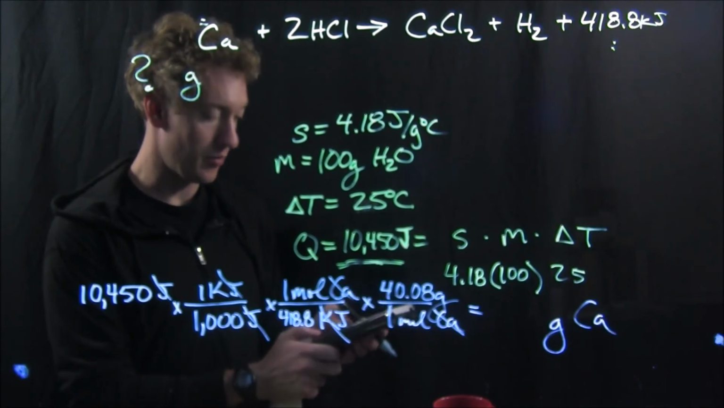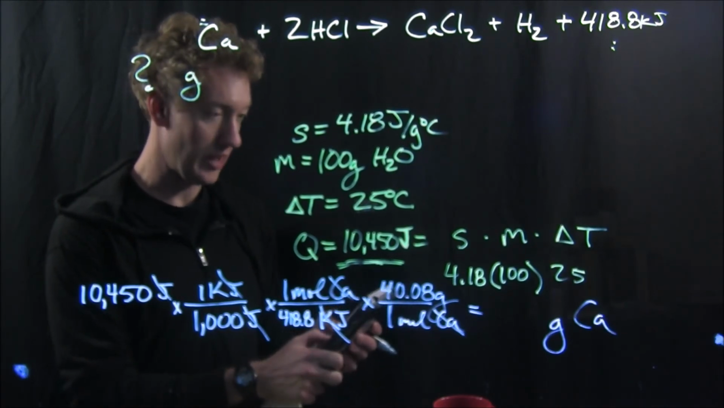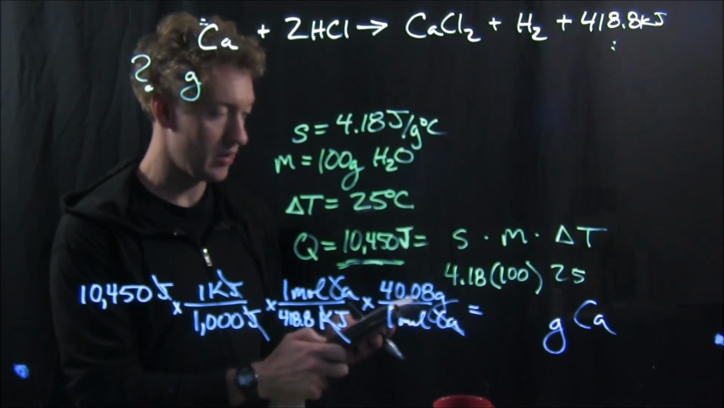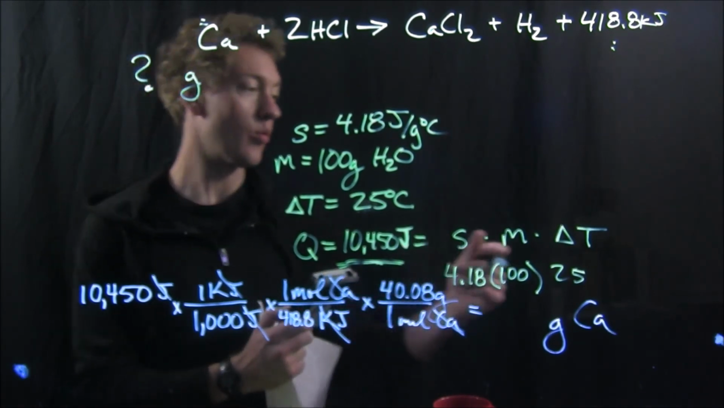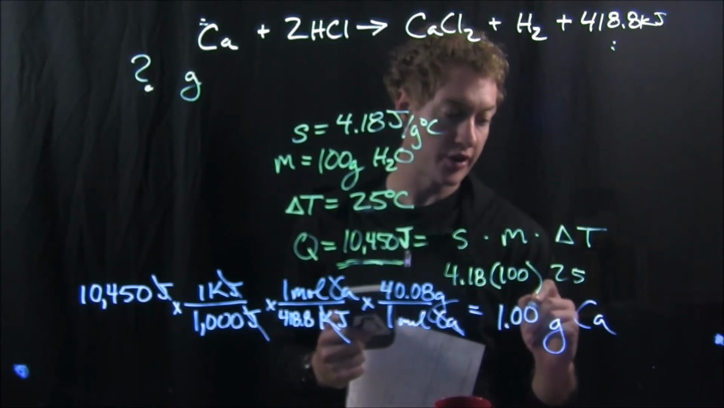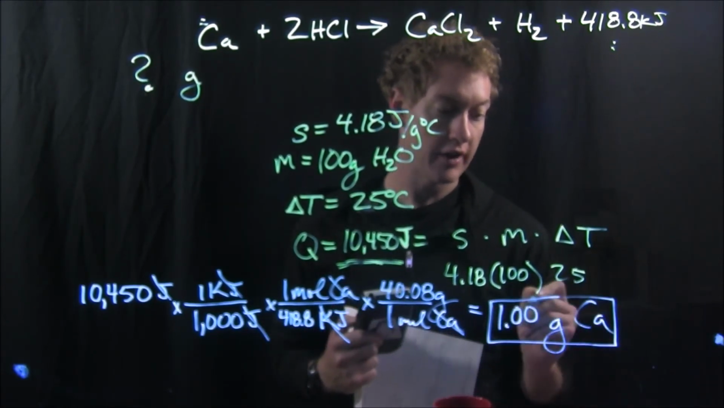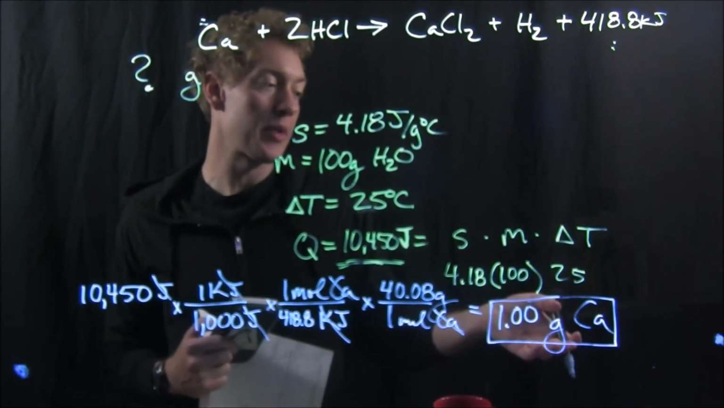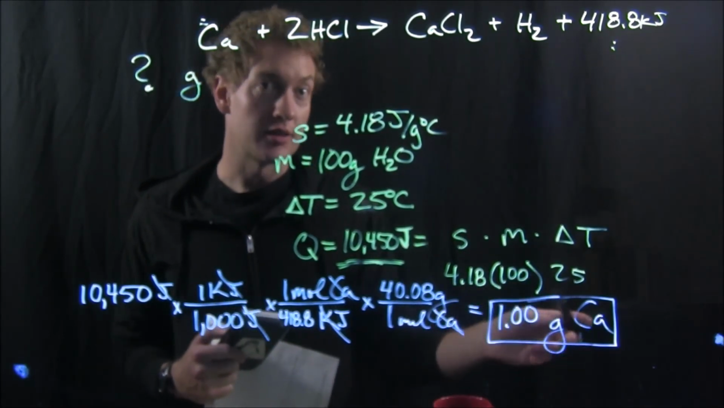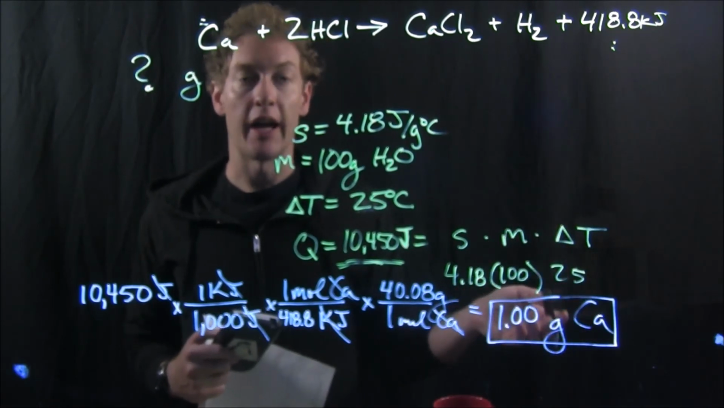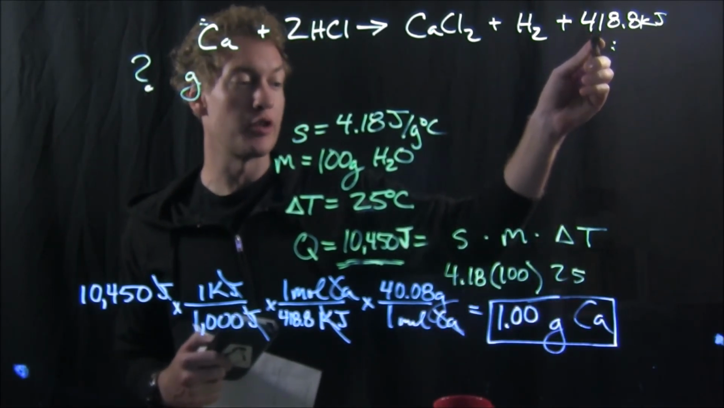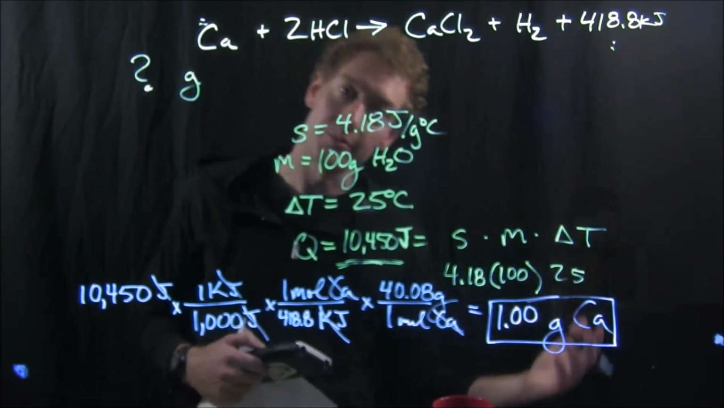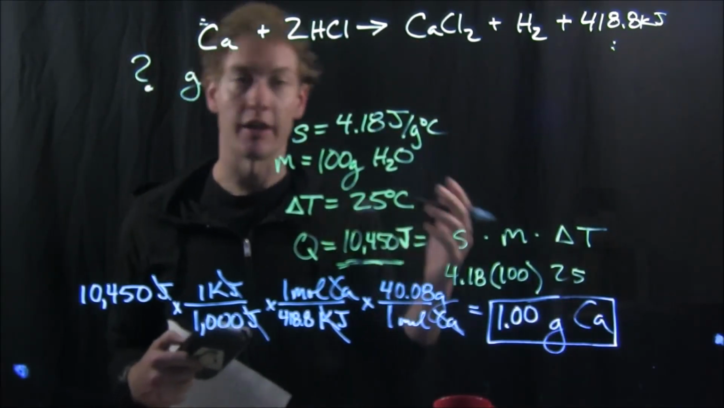10.45 divided by 418.8 times 40.08, I get 1.00 grams of calcium. All right, so then let's say I get an answer. All right, 1 gram of calcium. Seems okay. I mean, I know that this number is way too big for this number, so it's not going to be a whole mole of calcium. It'd be some slice of a mole of calcium, so that makes sense.